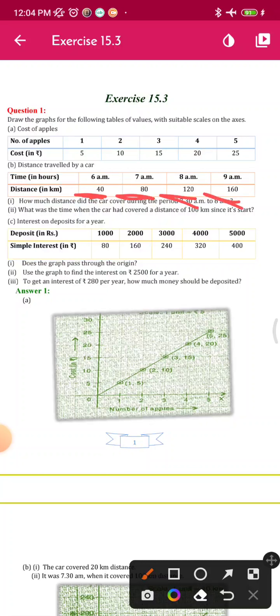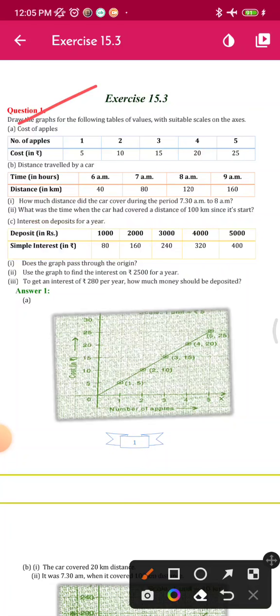So every 1 hour, the distance covered by the car is given here. So here are two more questions. First thing, draw the graph and plot. So first thing is here we have to plot the graph, and second thing, it is given: how much distance did the car cover during the period 7:30 to 8 a.m., sorry. And second question, what is the time at which the car covered the distance of 100 kilometers since its start. So you have to check these also.